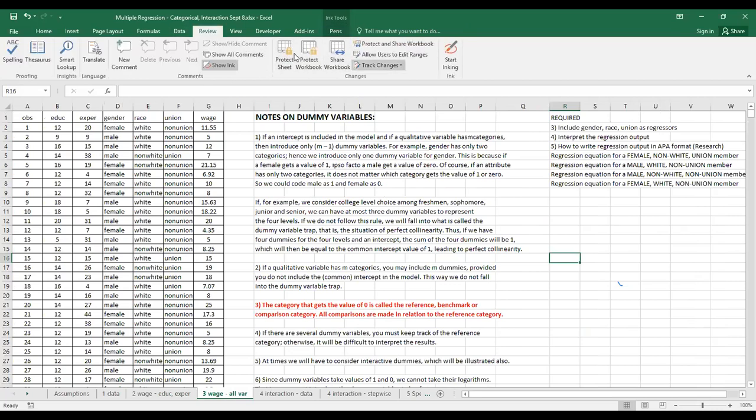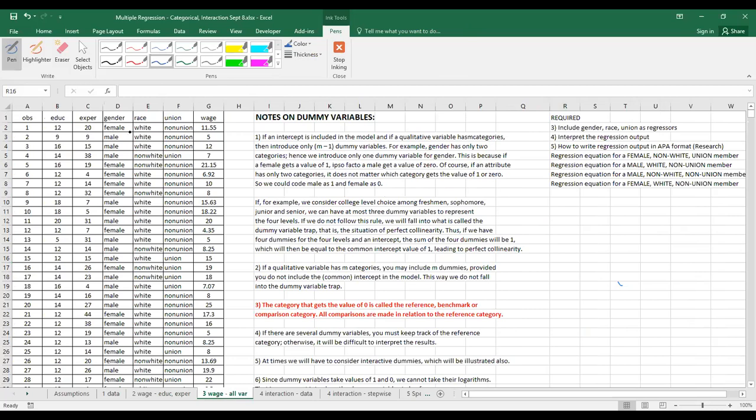Okay, we're going to include gender, race, and union. So gender, ilang klase 'to? Gender, 2 klase, female at saka male. Sa race naman, 2 klase din, white at saka non-white. Sa union naman, meron tayong union members at saka non-union members.